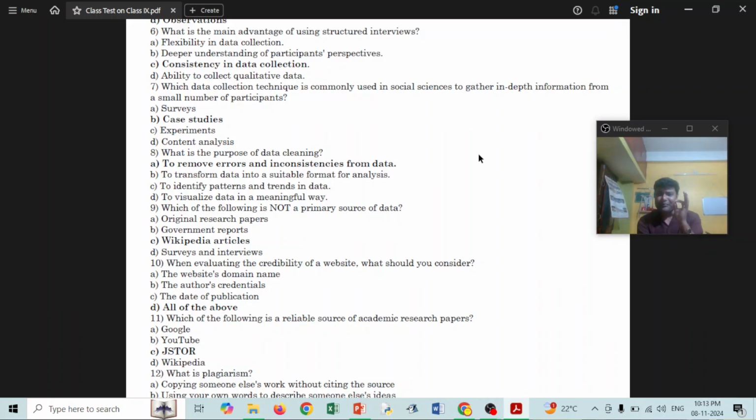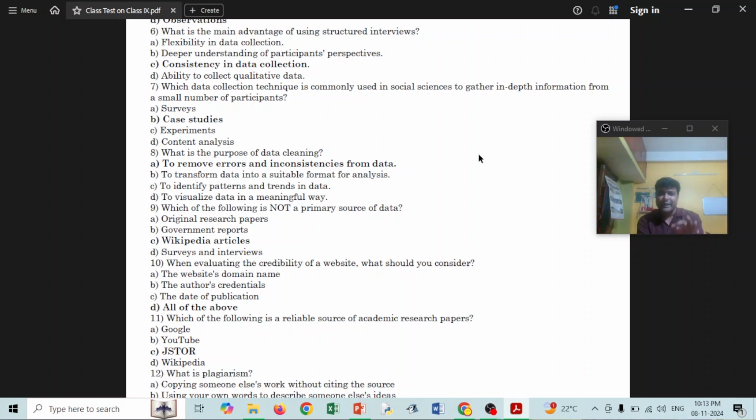Then question 10 is, when evaluating the credibility of a website, what should you consider? A, the website's domain name. B, the author's credentials. C, the date of publication. And the last one, D, is all of the above. Which is the right answer for this question?